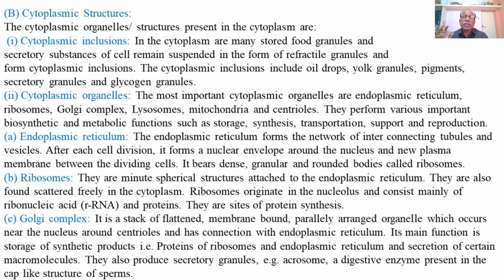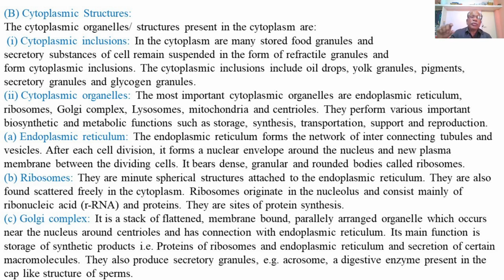Ribosomes are composed of RNAs and proteins, and the RNA of the ribosomes is called ribosomal RNA. Together with the proteins they form ribosomes, and they are found scattered freely in the cytoplasm, as well as present as minute spherical structures attached to the surface of the endoplasmic reticulum to form the rough endoplasmic reticulum.